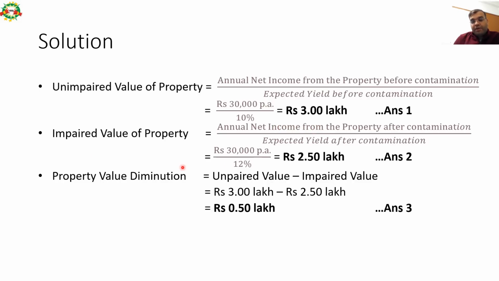Now the impaired value of the property. After contamination, the net income from the property is likely to be the same, which is 30,000 rupees. However, the expected yield after contamination is on the higher side, which is 12%. So the impaired value of the property is equal to 30,000 divided by 12%. Considering perpetual income from the property, it is equal to 2.50 lakh. So the difference between unimpaired value and impaired value is the property value diminution. It is equal to 3 lakh minus 2.5 lakh, thus 0.50 lakh is the property value diminution. This is answer number 1, answer number 2 and answer number 3.